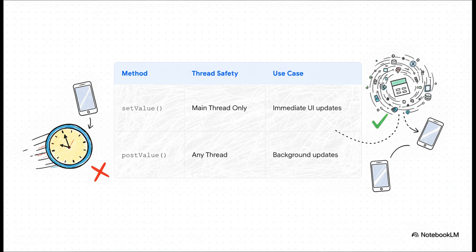Set value must be called from the main UI thread. It updates the value right then and there. Post value, on the other hand, is your go-to for background threads. It safely posts the update over to the main thread. If you mix these up, I promise you, your app will crash.